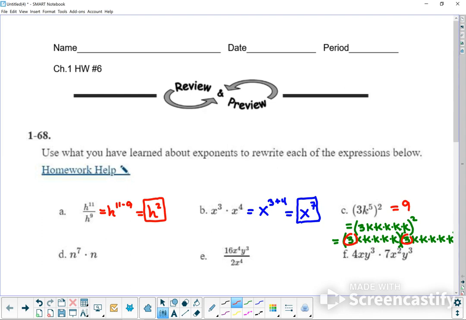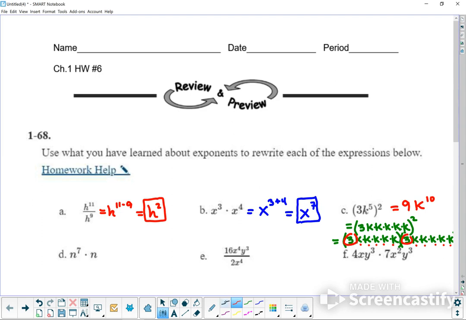And then how many K's do I have? 1, 2, 3, 4, 5, 6, 7, 8, 9, 10. So I have 9K to the 10th power. Okay. So I'm going to work that one because, maybe I'm not too experienced.